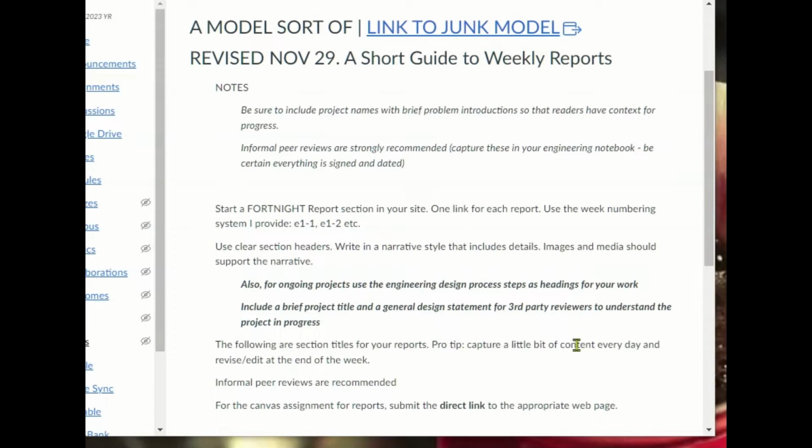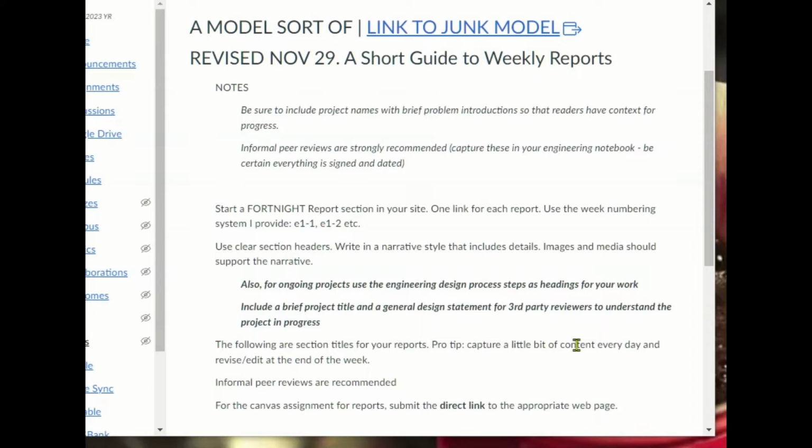Also, I'm not going to require you to do peer reviews, but informal peer reviews are strongly recommended. I would suggest you capture these in your notebook to show, look, I did get peer reviews on this. Just have someone go through it and make sure it has some flow and makes sense and that there's nothing confusing there before you submit your work.